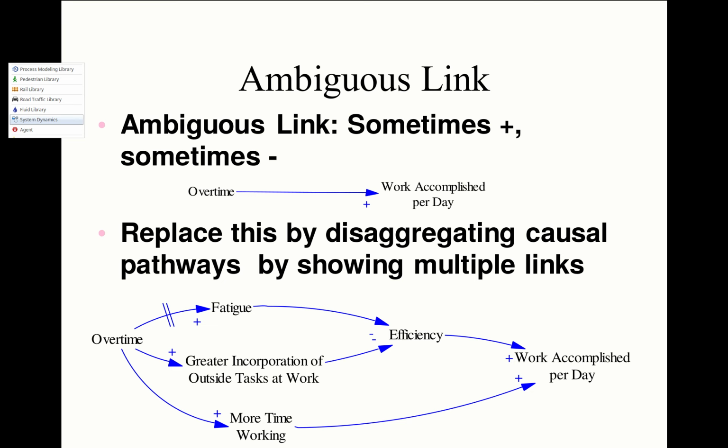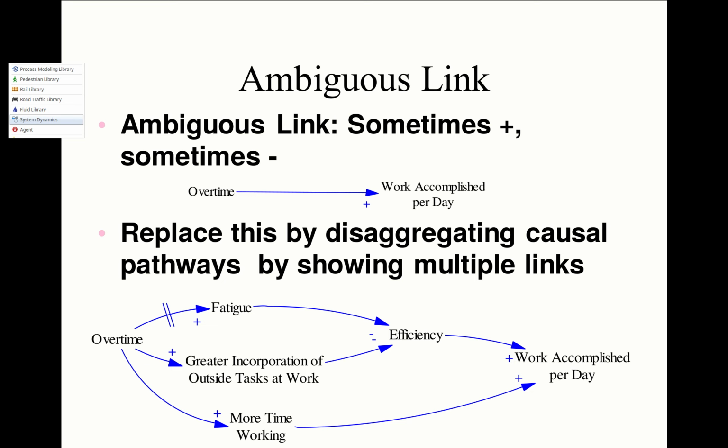And then a link between efficiency and work accomplished per day. As efficiency goes up, does work accomplished per day go up or down compared to the value it otherwise would have had, all other things being equal? Up, yeah. So it's a plus polarity. Now let's think through the polarity associated with the whole causal pathway, from overtime to work accomplished per day.